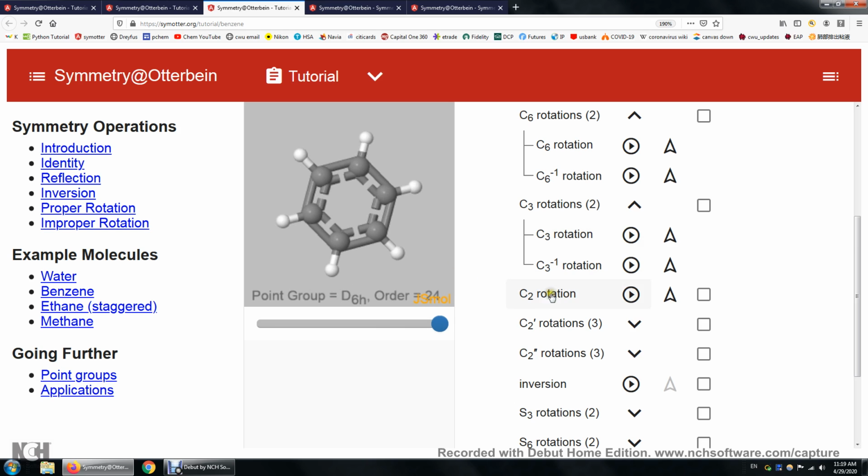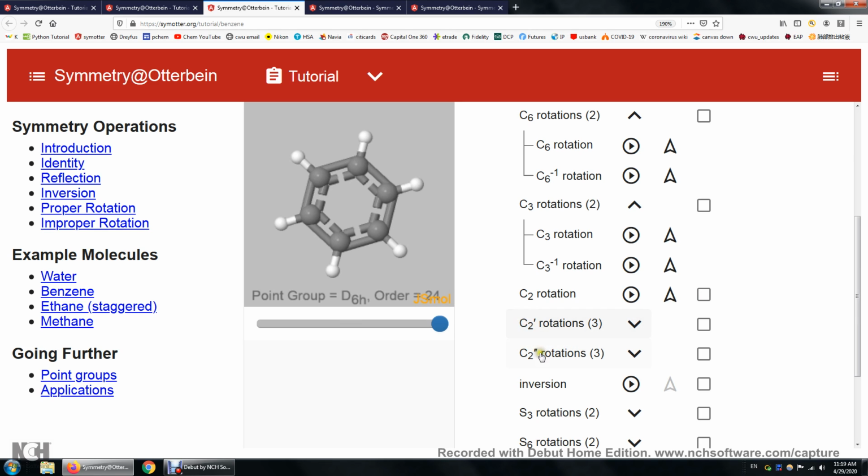C2 rotation. So this C2 rotation is actually the C6 rotation 3 times. Right, so I'm going to play this 120 degrees. I want to show you this C2 axis is the same as the C6 axis. It's just if you do C6 3 times, it's going to be 180 degrees. So 180 degrees. Alright, and then there are two different types of C2 prime rotations.